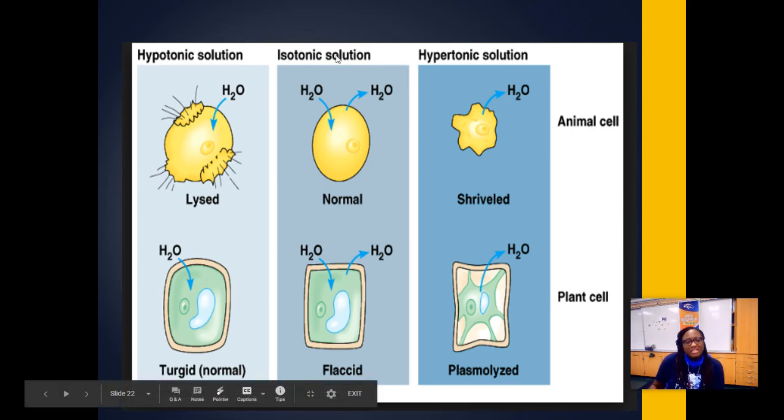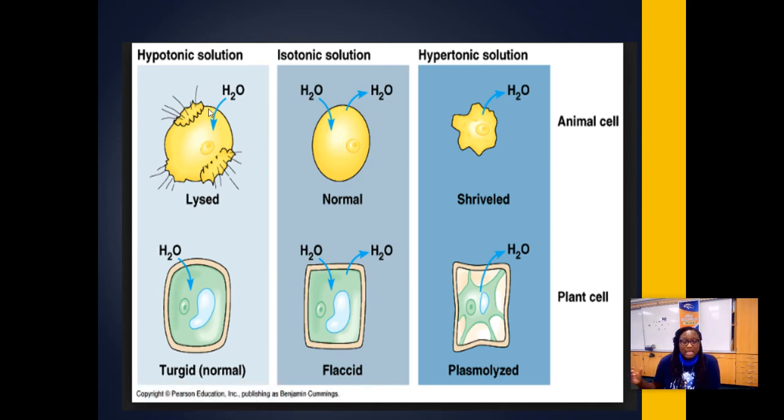So in the middle, we have isotonic. Things are equal. Cells are nice and happy. Cells have the shape that they're supposed to have. If you took a cell and put it in a hypotonic solution, meaning that it had a lower concentration on the outside of the cell, water is going to rush into the cell, and it does it naturally. And this can lead to the cell being lysed.